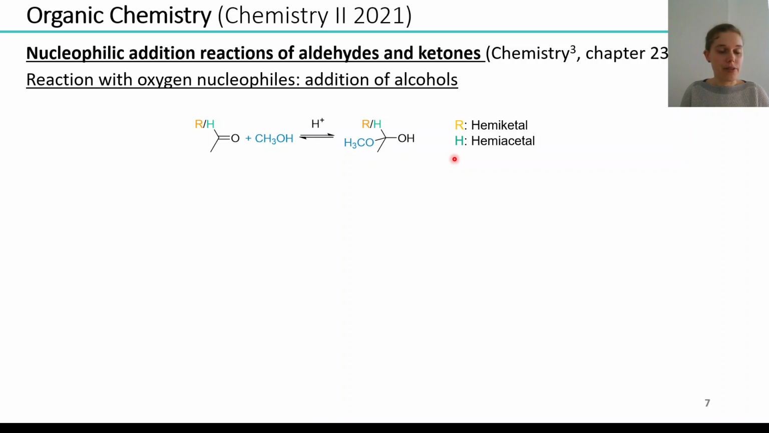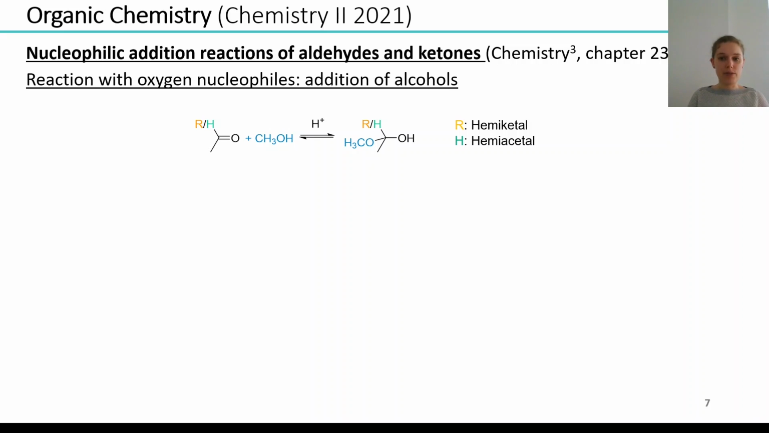And if we started with an aldehyde, we end up with a so-called hemiacetal, whereas if we started with a ketone, we end up with a hemiketal. And hemi means that we produce half of a ketal or acetal. And a complete acetal would contain 2 oxygen R substituents, but we only generate 1 oxygen R substituent. And the reaction mechanism is exactly the same as we just saw for the addition of water.